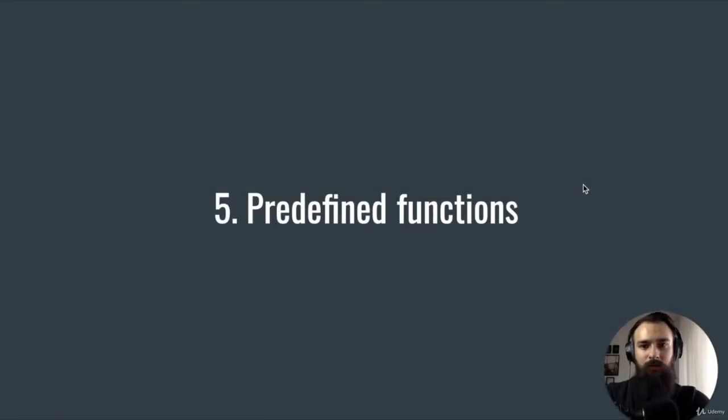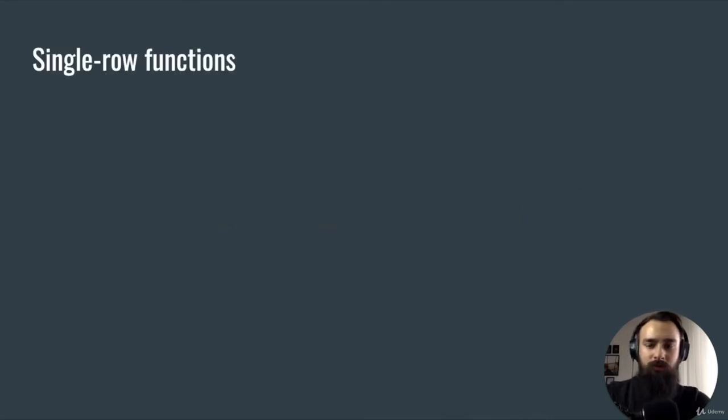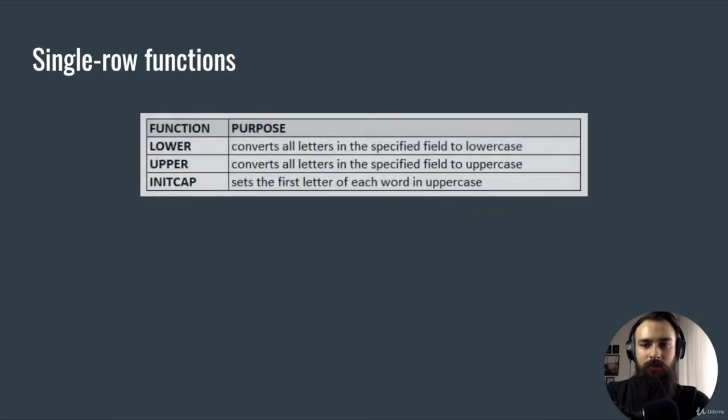Let's start the fifth section and talk about predefined functions. There are two types of predefined functions, the first one being single row functions. And let's take them one by one. First of all, we have the lower, upper, and InitCap functions.